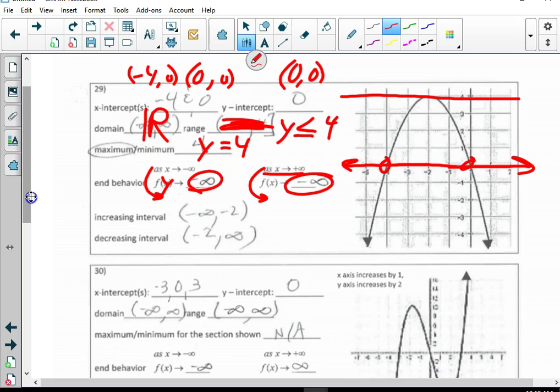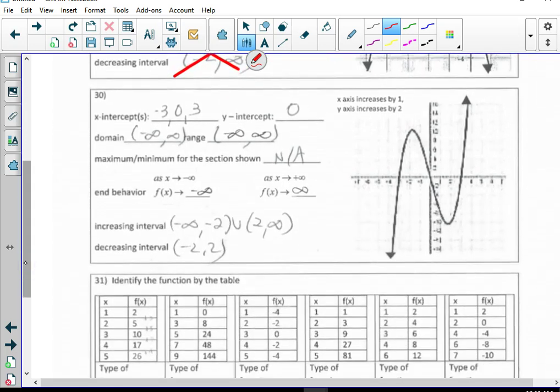Now, the increasing interval, where is it going up? Okay? Well, it's going up between negative infinity and -2. But this part you don't have to worry about because we didn't really talk about that. So don't worry about that.